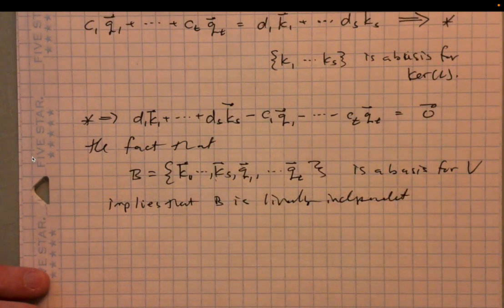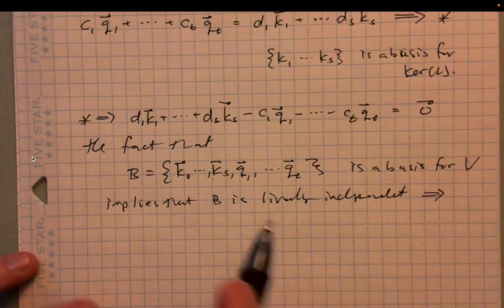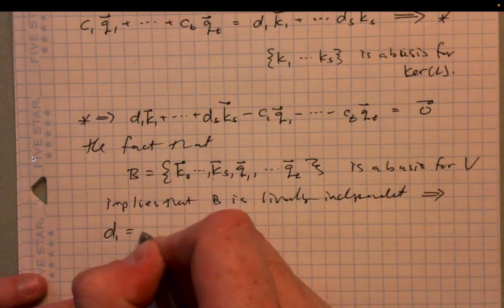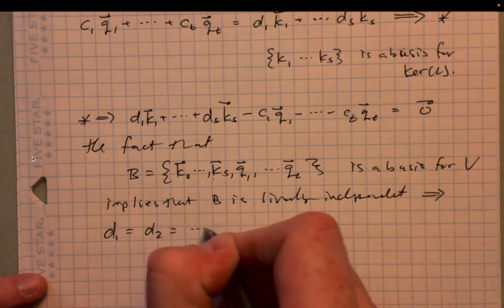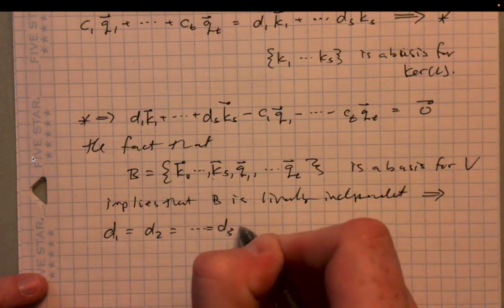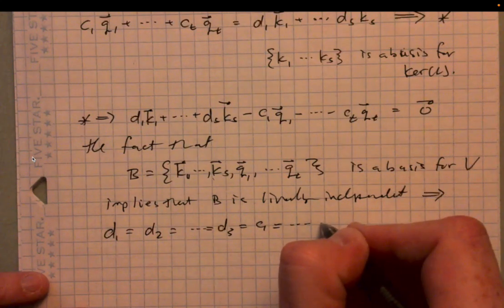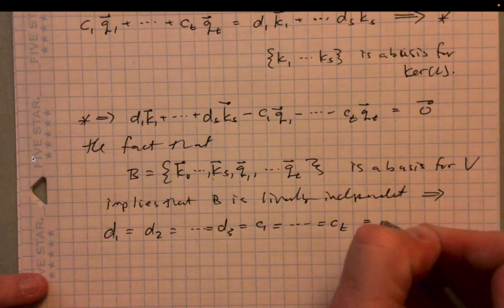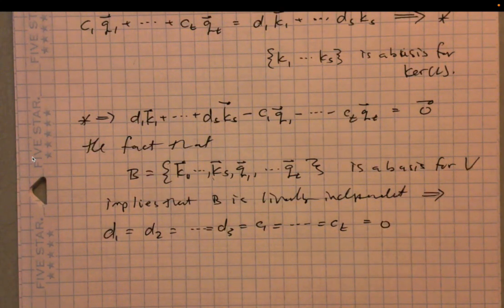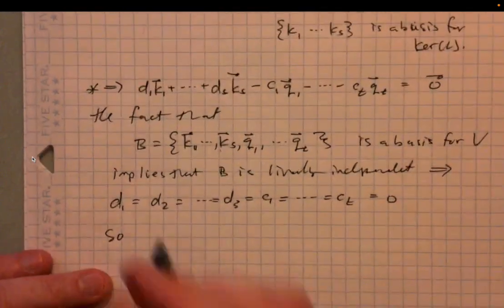And what does that mean? What does that imply? Well, that implies that D1 is equal to D2, which is equal to dot dot dot, equal to DS, which is equal to C1, dot dot dot, equal to CT, equal to 0. Okay, and so these are all 0, and that means that the CI's are 0, and therefore C must be linearly independent.